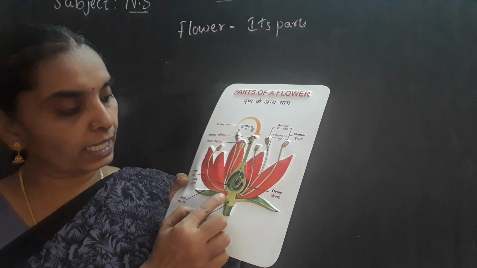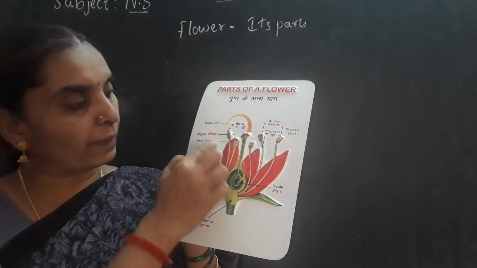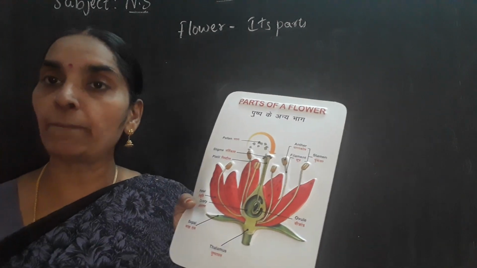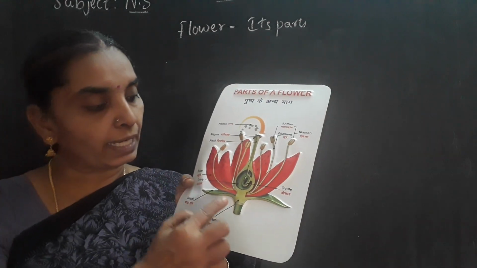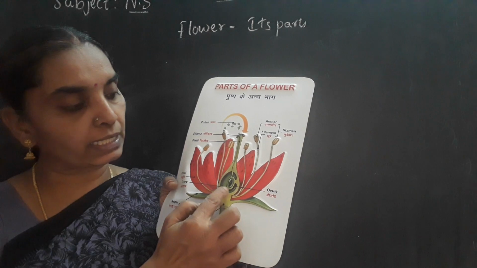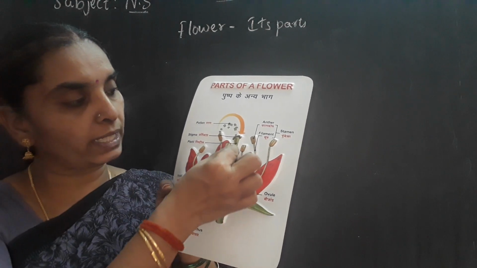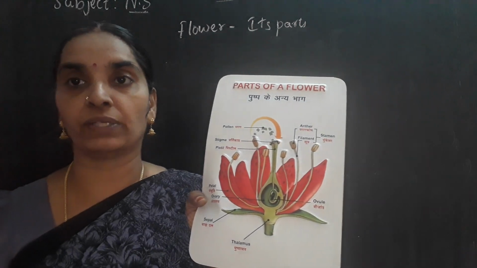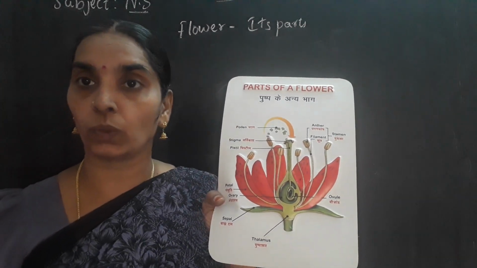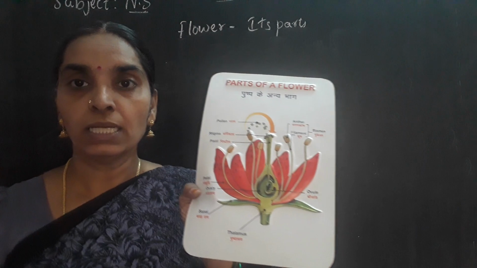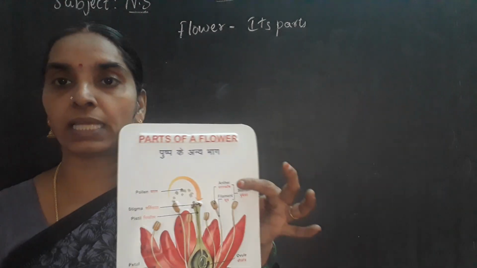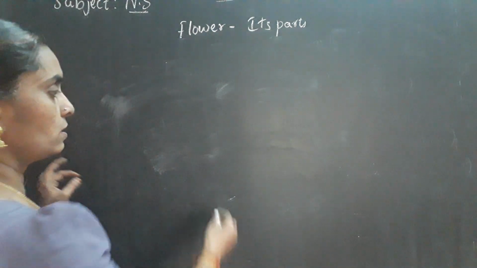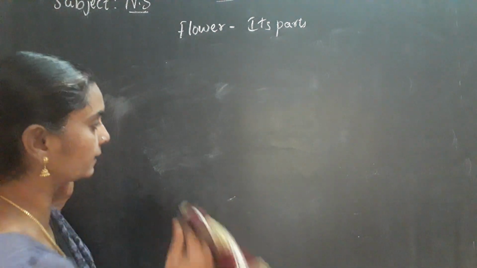Next is the third whorl, this part. They are androecium. They are the male parts of the flower. And in the center arises the ovary, style and stigma, which constitute the female part of the flower, which is the fourth whorl of the flower. Okay, children? So I'll show you again in detail by drawing it on the board. So observe carefully, children.